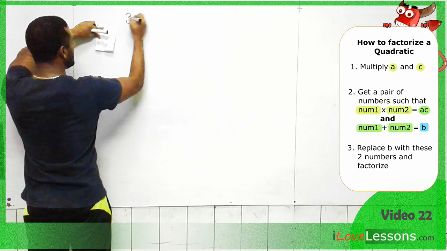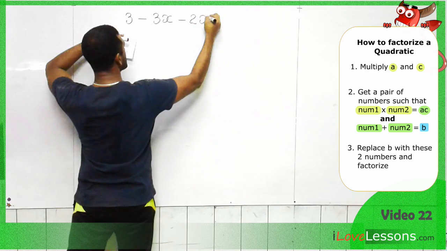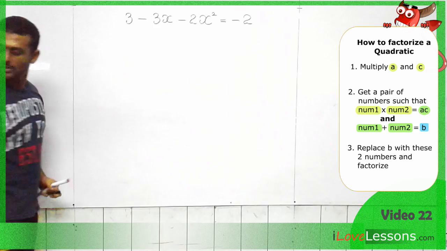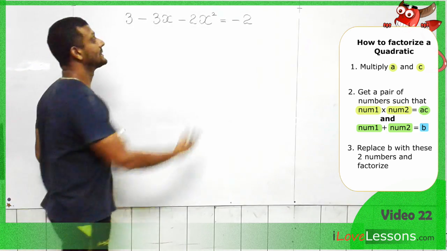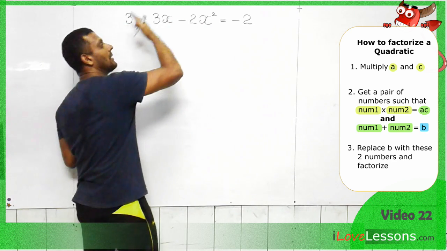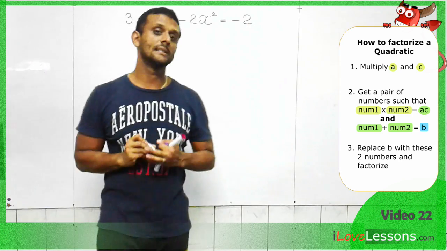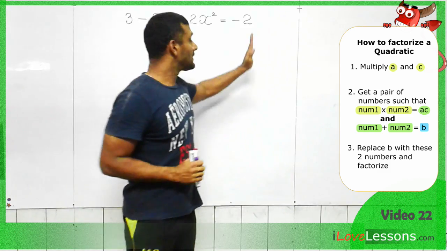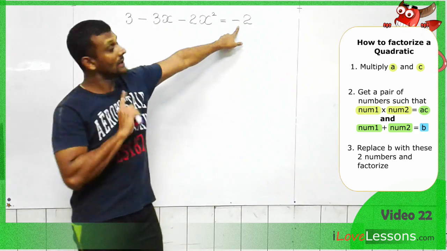We have 3 minus 3x minus 2x squared is equal to minus 2. First of all, this is a quadratic because at first glance, you see an x squared, an x, and something without x. But what's the problem here? On this side, it's not equal to 0. So if I ask you to solve this quadratic, you're going to have to take care of this little problem here. I need this side to be equal to 0.